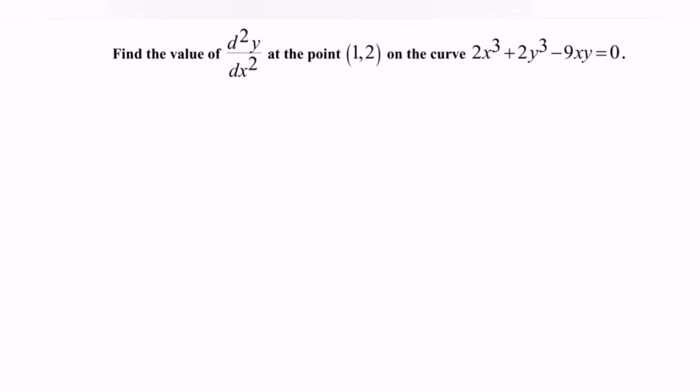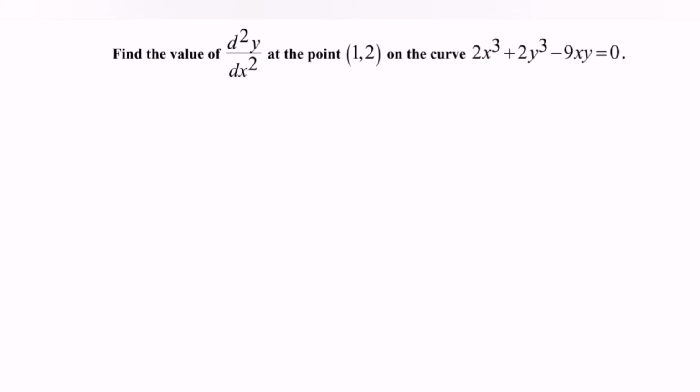Find the value of the second derivative at the point with coordinates (1, 2) on the curve 2x cubed plus 2y cubed minus 9xy equals 0. At first we need to find dy/dx, or the gradient. So let us differentiate the equation.